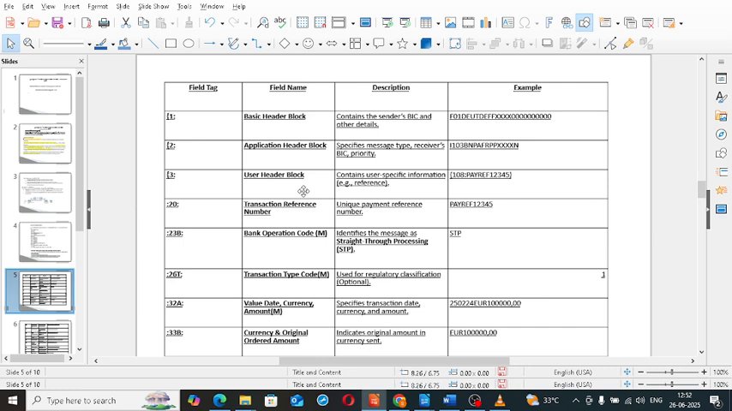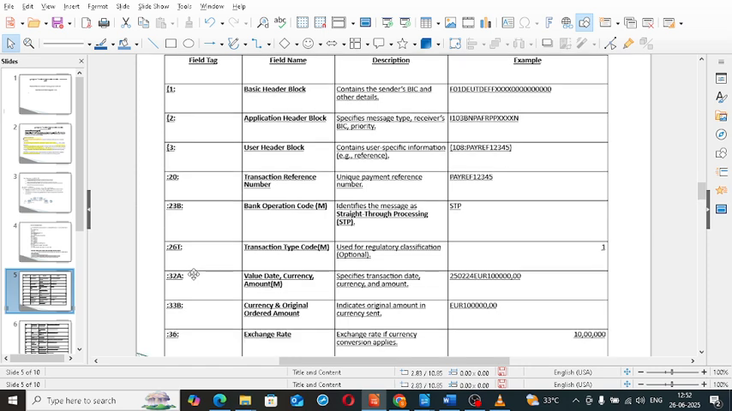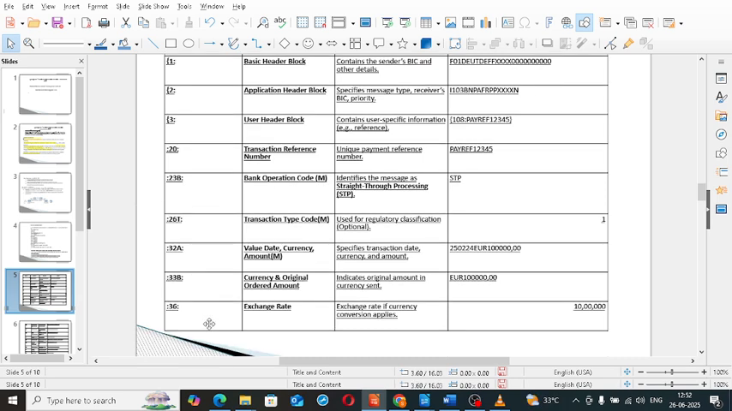Whenever you initiate the transaction, it occurs. Bank operation code 23B is a mandatory field for MT103 STP. It always occurs as STP, straight through process. And the transaction type code 26T is also mandatory. 32A is value date, currency and amount, the receiver currency details. 33B is the originating currency details. 36 is the exchange rate. And let's go to the next slide.